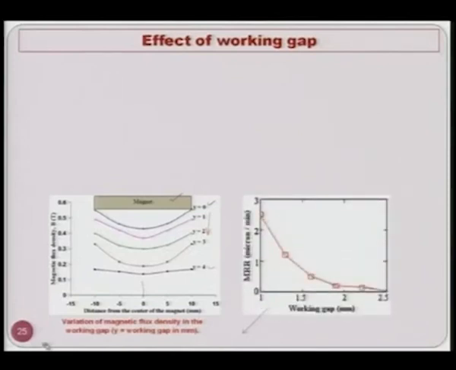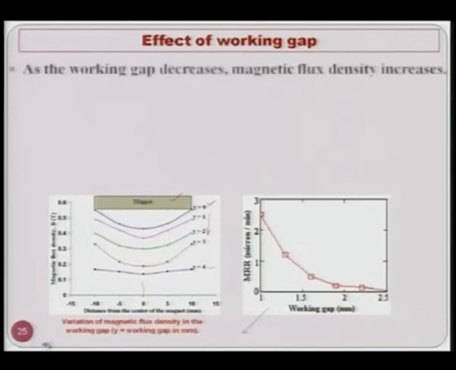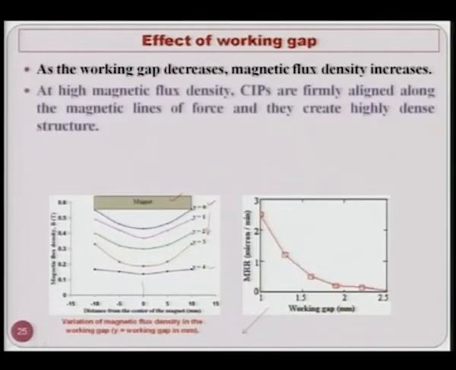Now, working gap and MRR can also be seen over here. You can clearly see that as the working gap is increasing, material removal rate is decreasing. It can be easily understood from the left hand side figure that as the gap increases, the flux density decreases. So is that true over here: as the gap is increasing, MRR is decreasing, because once the strength of the fluid decreases, the depth of penetration will decrease and the capability to remove the material in the form of chip also reduces. That is why MRR decreases with increase in the working gap.